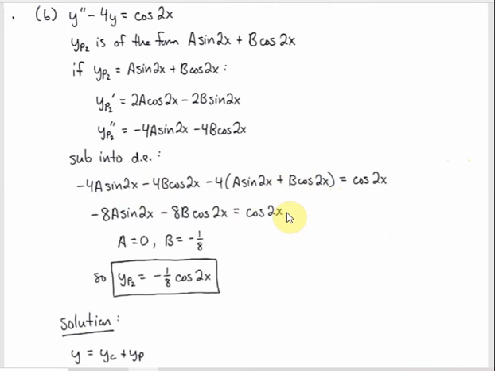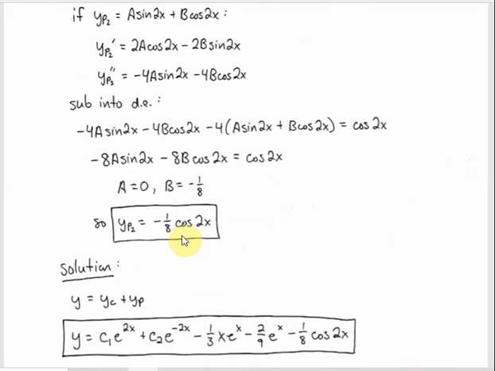But then since there's no sine 2x on the right side, then a has to be 0. And then since the coefficient on the right side is just a 1, it looks like b has to be negative 1/8. So y sub p2, negative 1/8 cosine 2x.